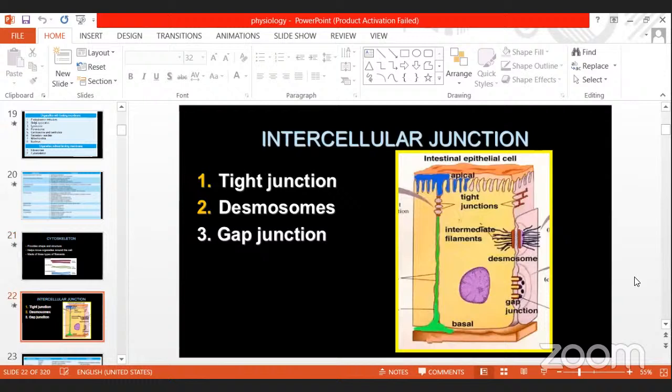And now we have seen about the cell. Let's see how the cells are communicating with one another, or how the cells are attached to other cells. So the intercellular junctions are present between each cell. The major junctions are tight junction, desmosome, and gap junction.